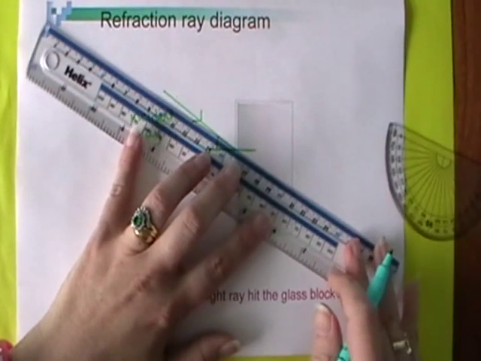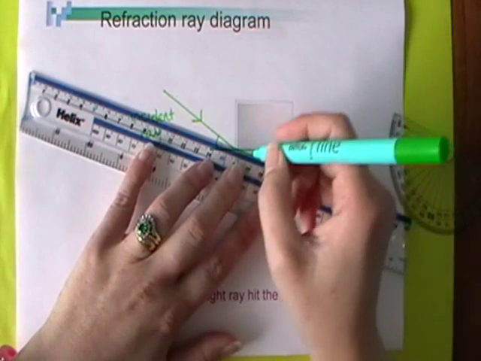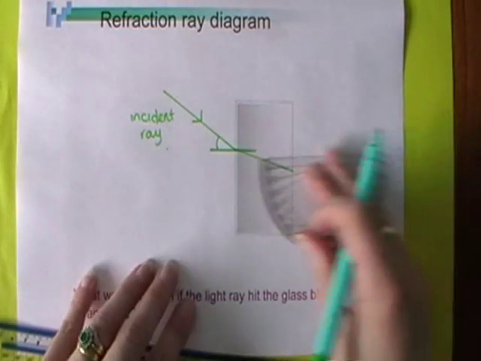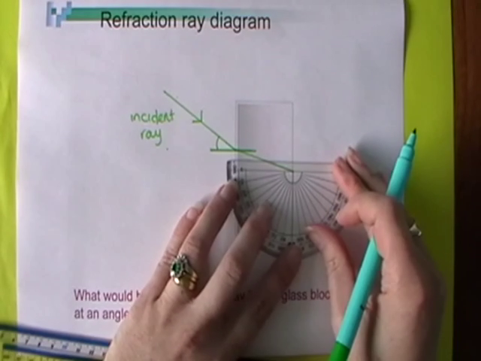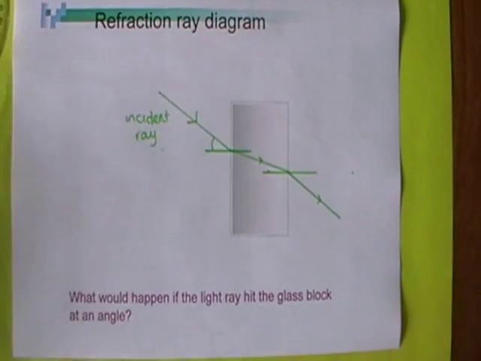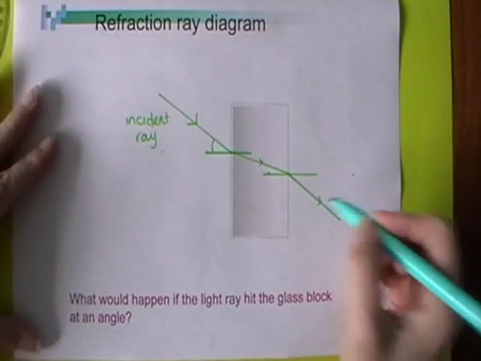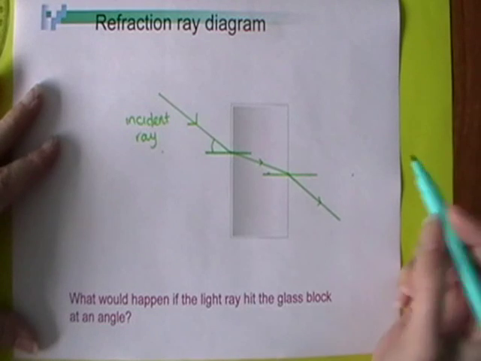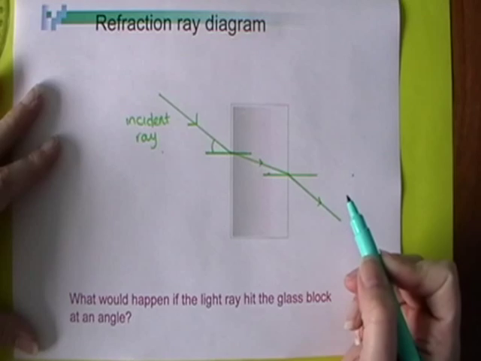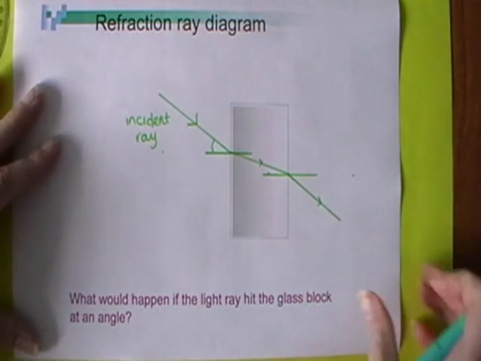The ray bends towards the normal. So the angle in here becomes a lot smaller than initially. And again, as it leaves the glass block, it bends away from the normal. So as the ray enters the glass block, it bends towards the normal. And as it leaves the glass block, it bends away from the normal. And if you were to measure the angle of incidence and the angle of exit from the glass block, you would find that these are equal. In other words, these rays are parallel.